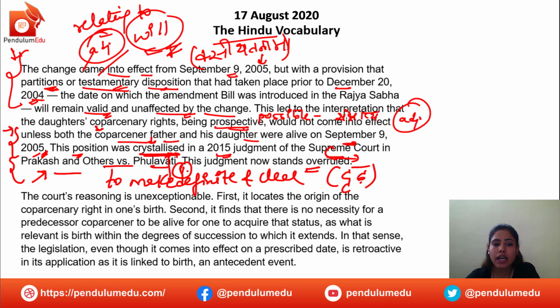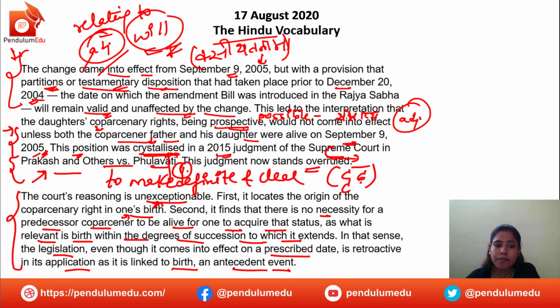The court's reasoning is unexceptionable. Okay, इस चीज़ को मान देना मतलब मानने unbelievable है. First, it locates the origin of the coparcenary rights in one's birth. पहले आप कहते हो कि भाई बच्चा आपके जन्म से आपको ये अधिकार मिला है. फिर आप कहते हो it finds there is no necessity for a predecessor coparcener to be alive for one to acquire that status, as what is relevant is birth within the degrees of succession to which it extends. In that sense, the legislation, even though it comes into effect on a prescribed date, is retroactive in its application and it is linked to birth, an antecedent event.